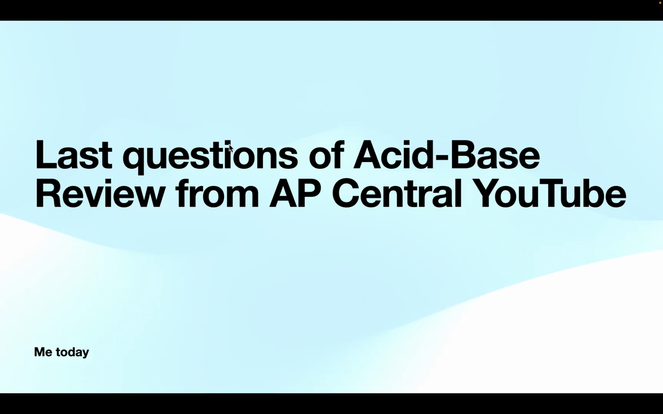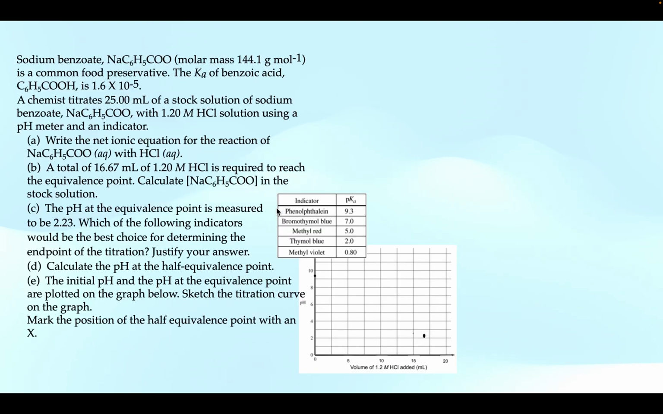Acid-base review from AP Central, they weren't able to get to the last question. So here it is. Write a net ionic equation for the reaction. You're supposed to remember that the alkali metal, like sodium, will be a spectator ion, and for strong acids, the anion will be a spectator ion. So know all the strong acids.